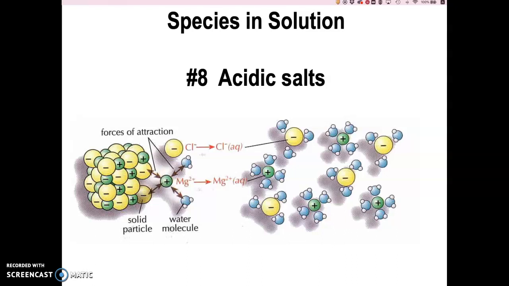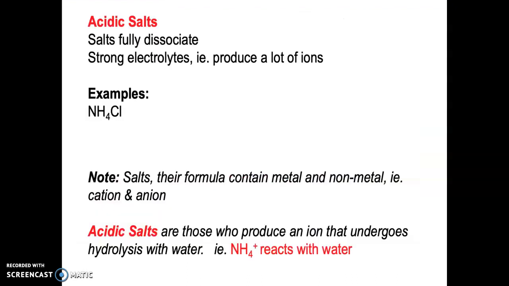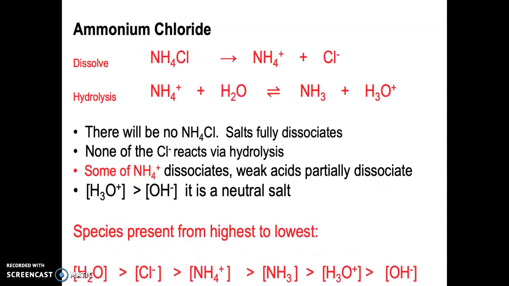In this video, I will explain the species present in an acidic salt. So, salts fully dissociate. So the first equation that we're going to write will be the full dissociation of your salt. Now that will produce lots of ions, so it's going to be a great electrical conductor. What happens with acidic salts is one of the ions will undergo a further reaction with water and produce hydronium ions. Let's take a look.